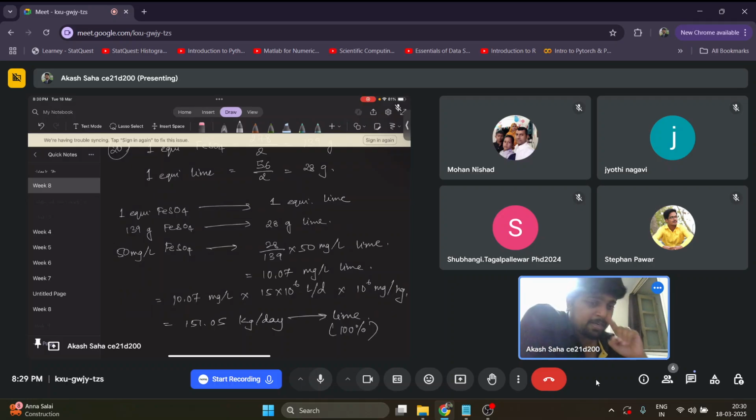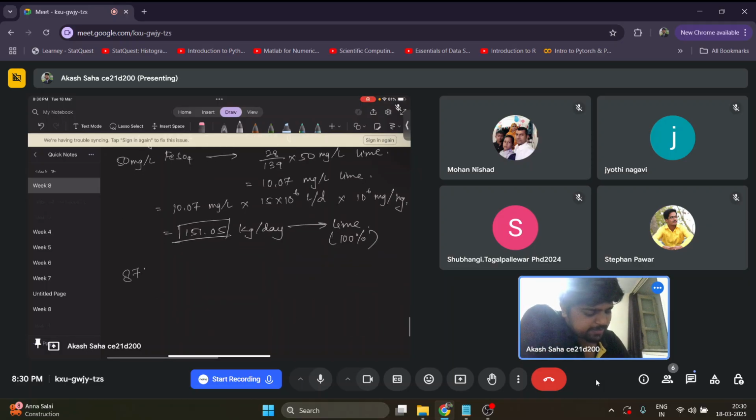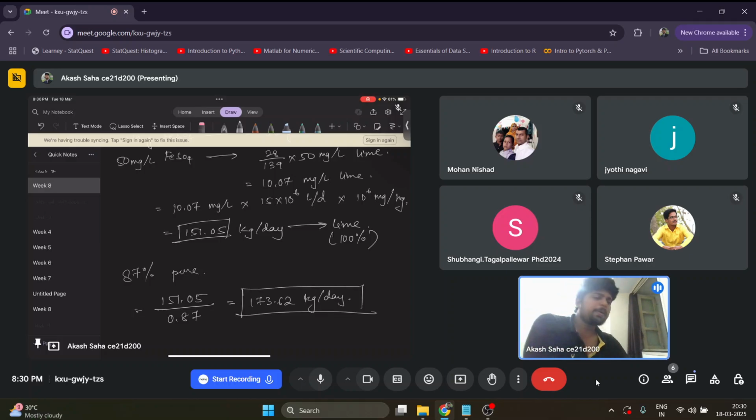Okay, we have not incorporated purity into the picture. So this lime is 100% pure, so we need 151.05 kg per day. So for 87% pure lime, it will be 151.05 by 0.87. So it will be 173.62 kg per day. So this much lime will be required of 87% purity per day, kg per day.